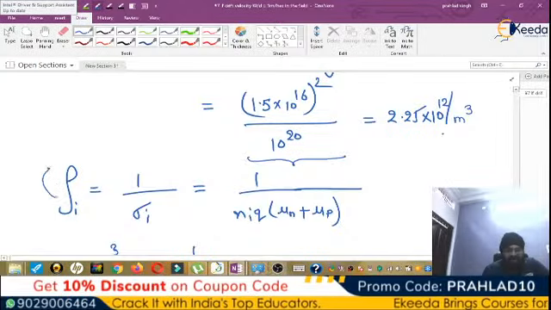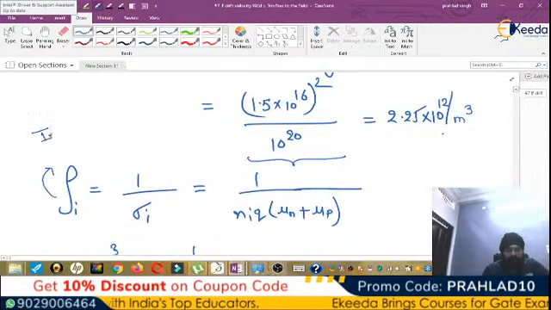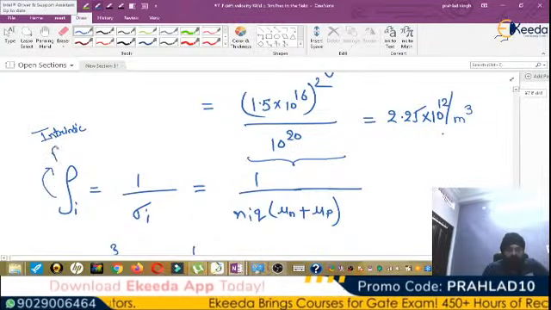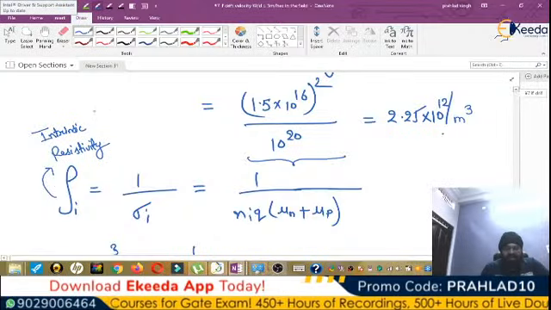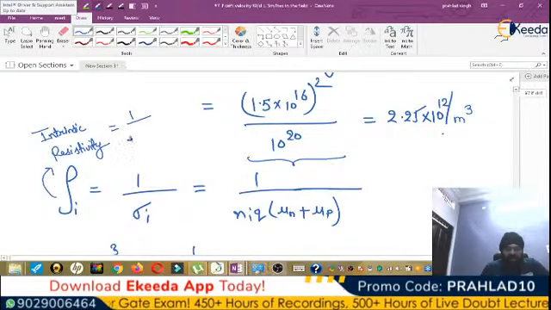Intrinsic resistivity is equal to the reciprocal of intrinsic conductivity.